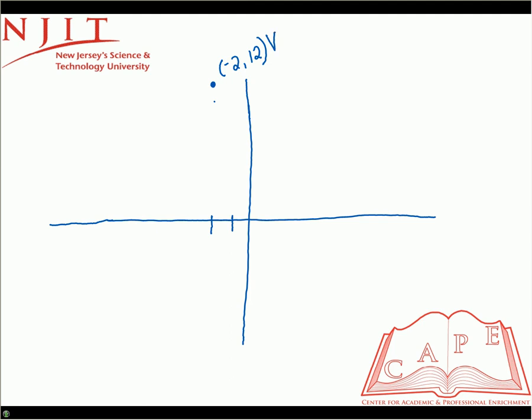Okay, next step is you want to graph your intercepts. So our first intercept was 0, 0, which was one of our x-intercepts and our y-intercept. And then the other intercept was negative 4, 0, which is about here. So I just want to label it negative 4, 0.